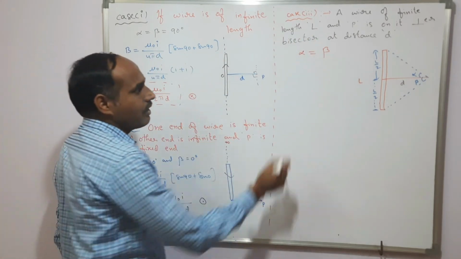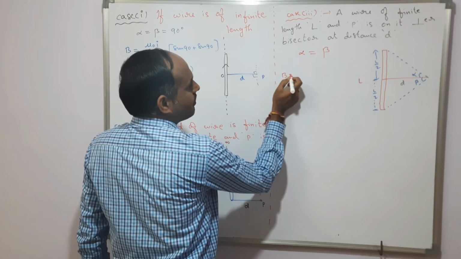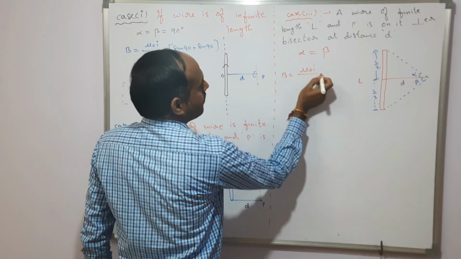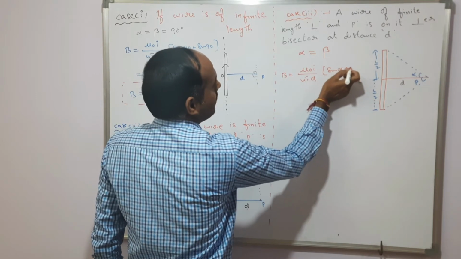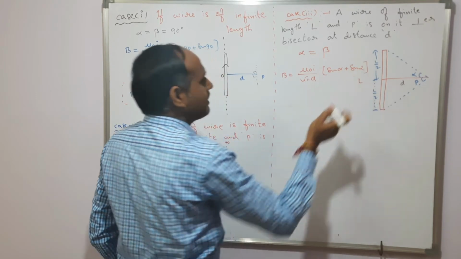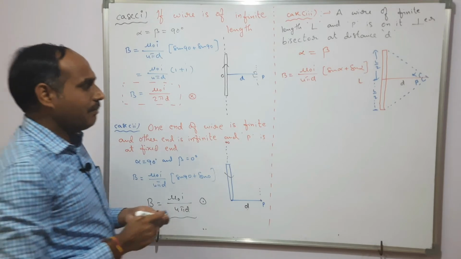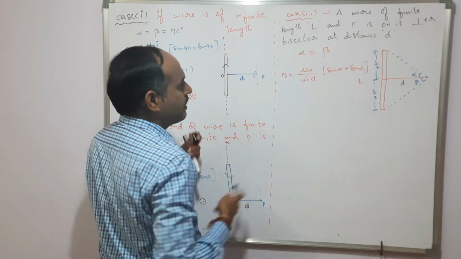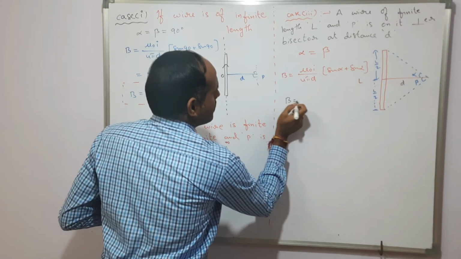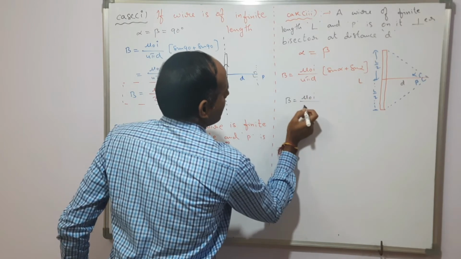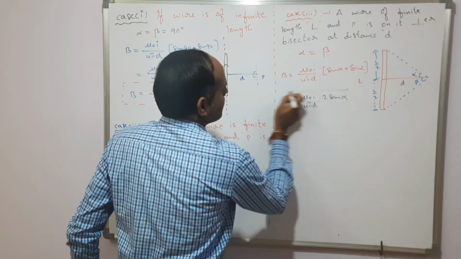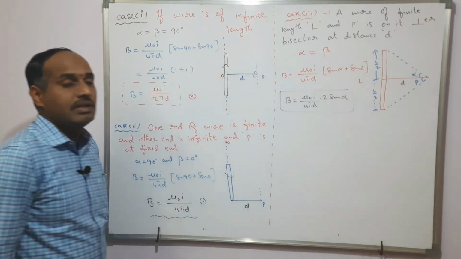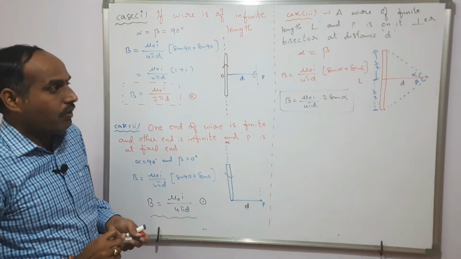When they are equal, we can write the expression for B as mu naught I by 4 pi D of either sin alpha plus sin alpha, or sin beta plus sin beta, so that here we can write B is equal to mu naught I by 4 pi D of 2 sin alpha. This is the way we can write the expression for the magnetic field induction due to a finite length of the conductor.